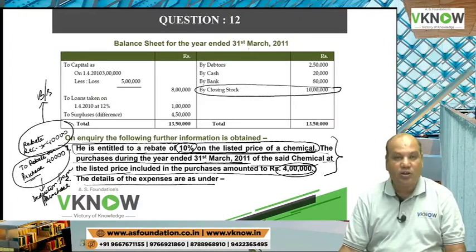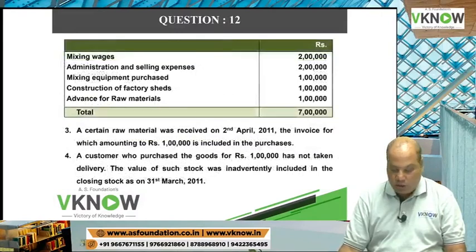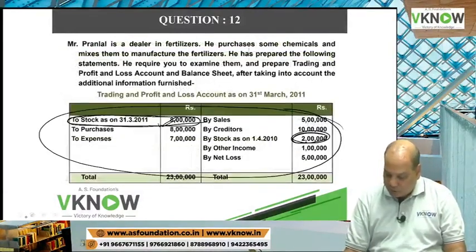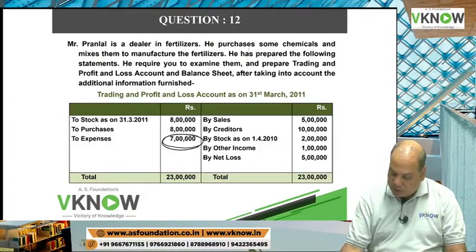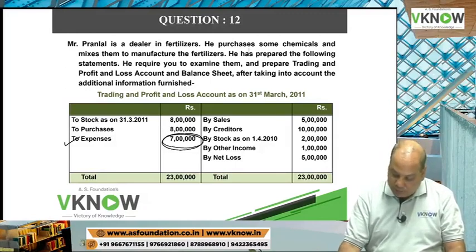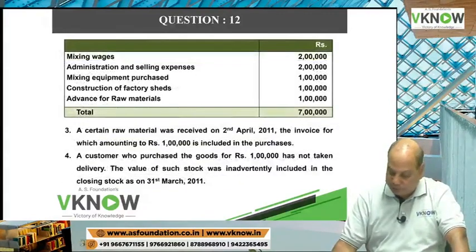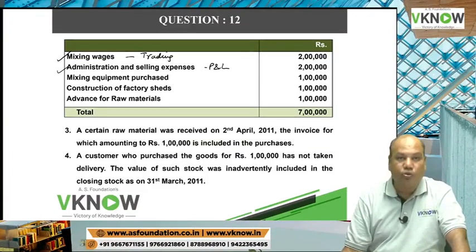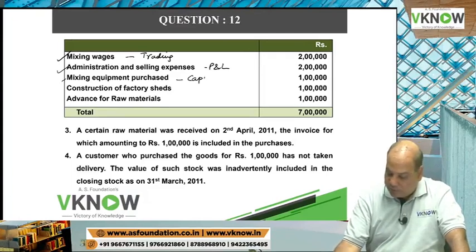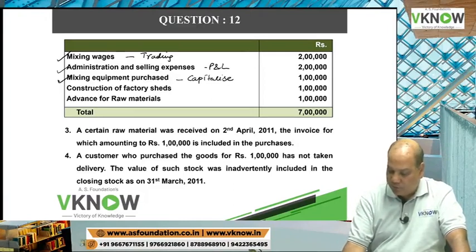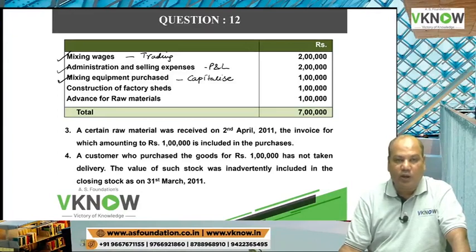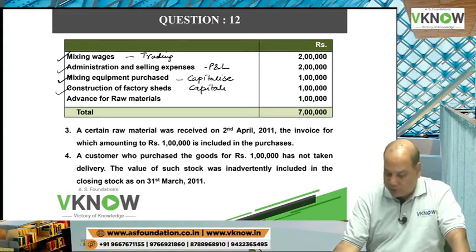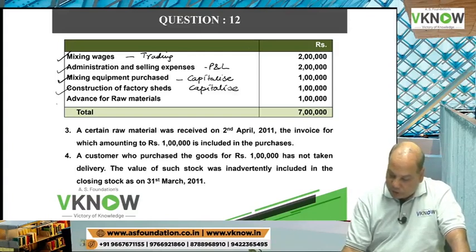The details of the expenses are as under. So then he has incurred some expenses. You see on the screen, there is an expense mentioned here, 7 lakh rupees. The breakup of these expenses is given below. Mixing wages, this I will transfer to trading account. Administration, I will transfer to P&L account. Mixing equipment purchased, capitalized. It is equipment, it is a fixed asset. So he has transferred capital expenditure also in P&L account. Construction of factory shed, again capitalize.